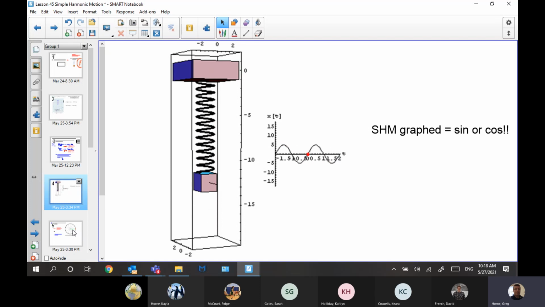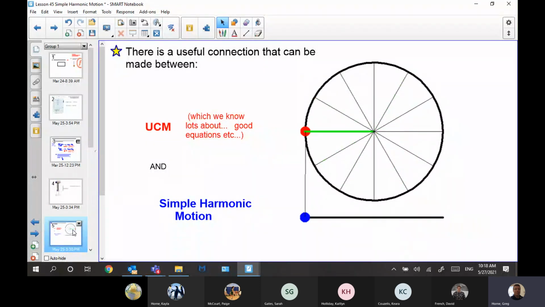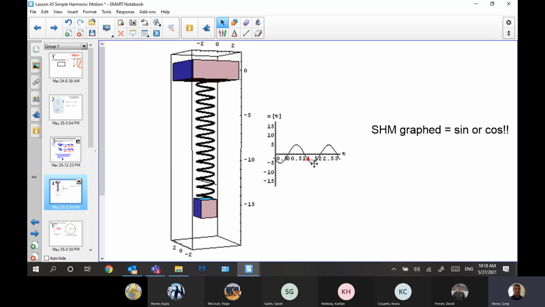Anyway, the link we're going to take advantage of is that we know lots about uniform circular motion, and the kind of motion that you see here of the blue dot is actually the same. It's simple harmonic motion. So if you graphed the blue dot's motion, it would be a sine or cosine curve as well. Okay.